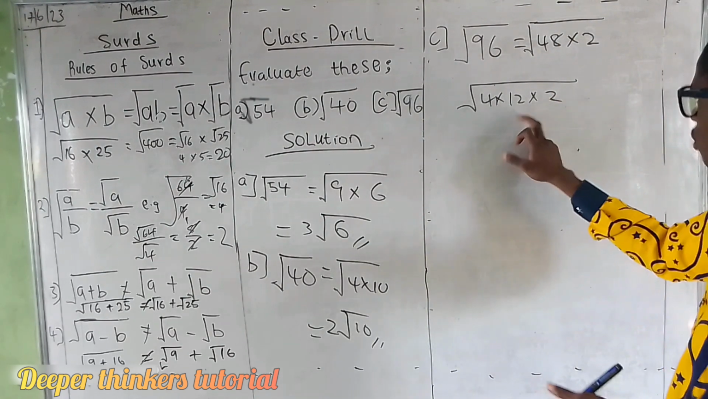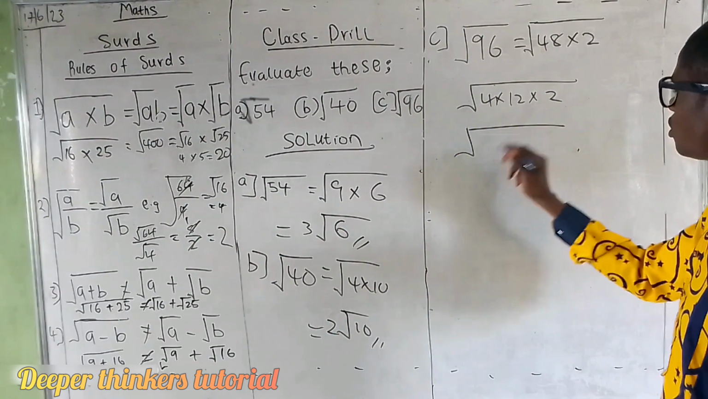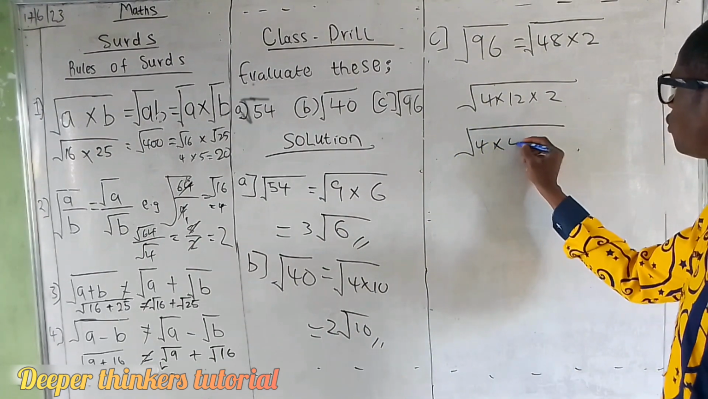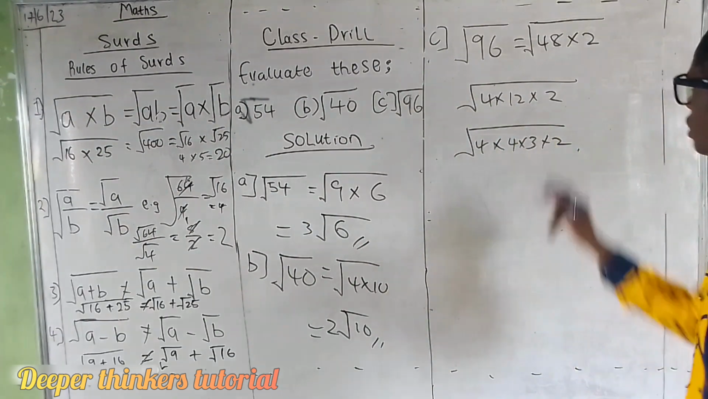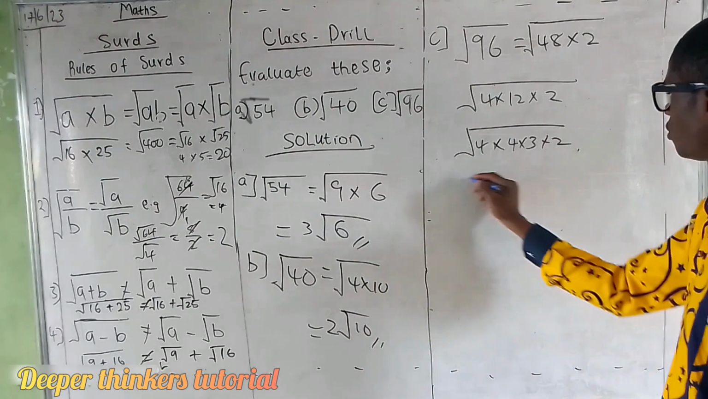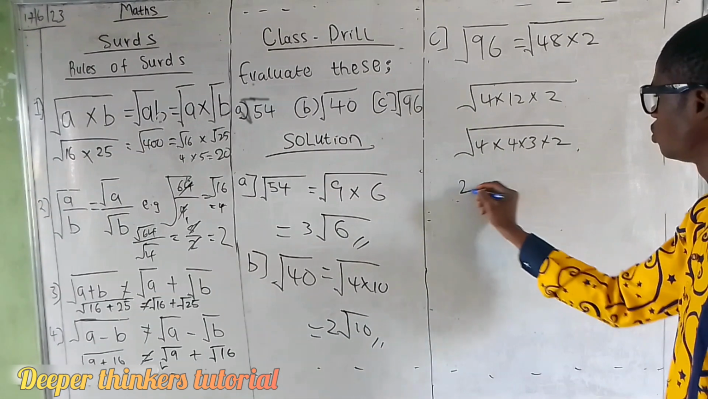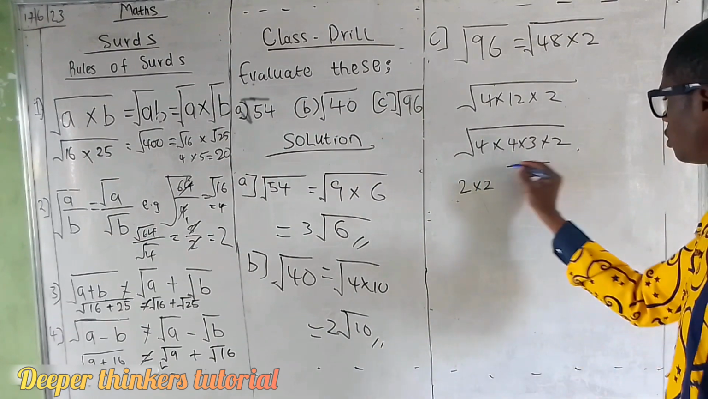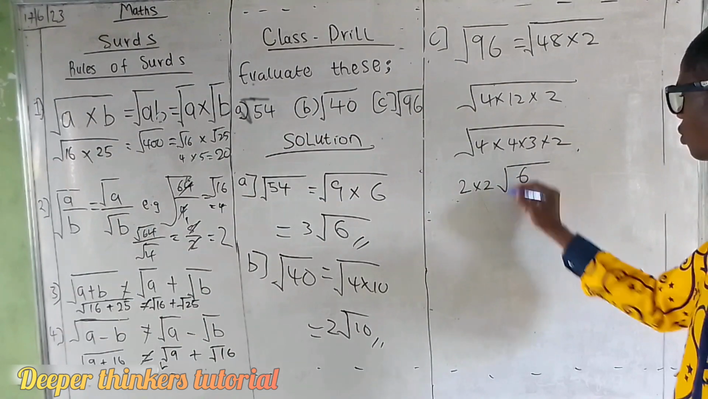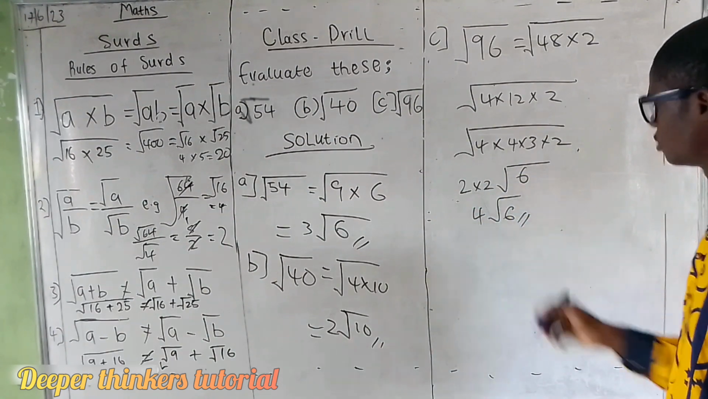If you divide by 2 again, you get 12, but I don't want to go over that process. From here, I also know that 4 times 4 times 3, because 4 times 3 is 12, then multiplied by 2 gives us this. Then I know that the square root of 4 is 2, and the square root of another 4 is 2. Multiplying these 2 gives you 4. So the answer will be 4 root 6.